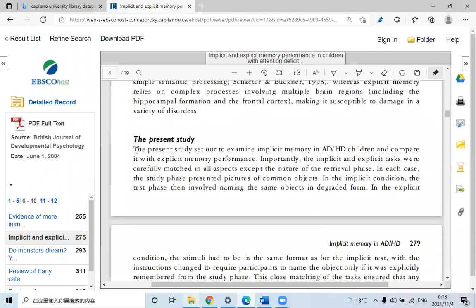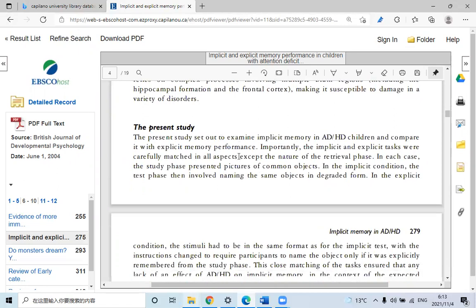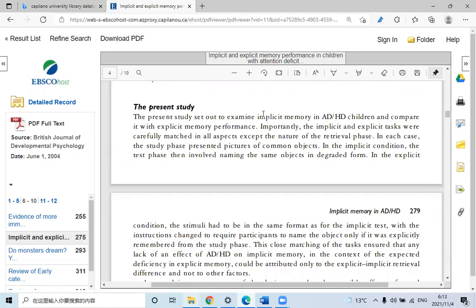And then let's look at the present, what they did. The present study set out to examine the implicit memory in ADHD children and compare it with explicit memory performance. That's good. So they are comparing implicit and explicit memory.